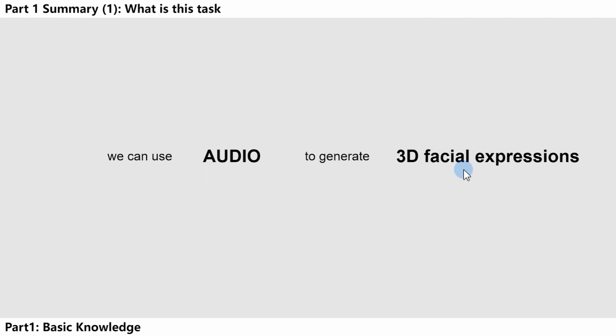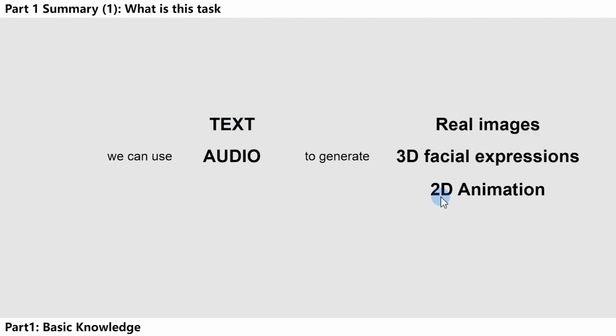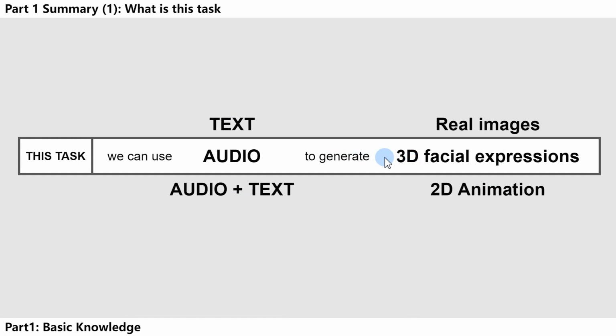Now, let's summarize the first part about basic knowledge. We can use audio to generate 3D facial expressions. I also showed you examples that we can generate real images, and we can also generate two-dimensional animation. Besides this, we can also use text to generate other things, or we can use audio plus text to generate the same thing. This task mainly focuses on using audio to generate 3D facial expressions, but on other similar tasks, you can use other different ways.